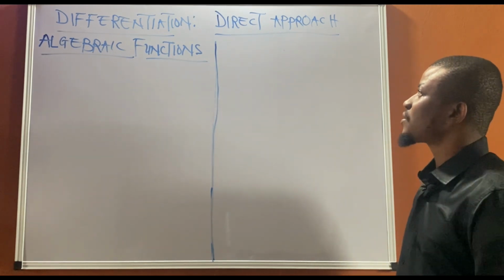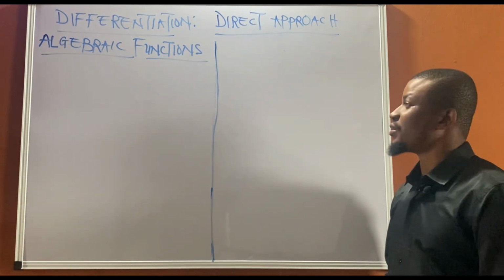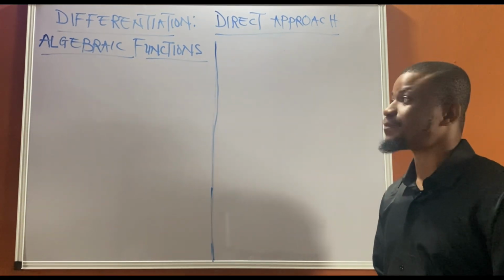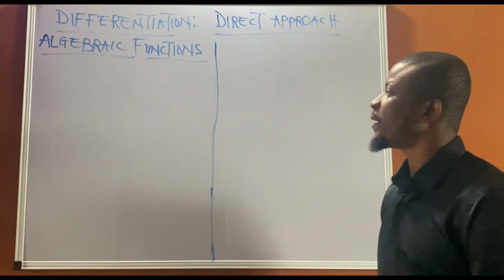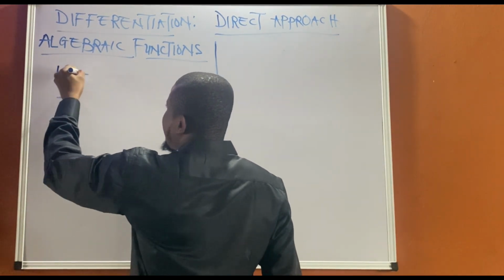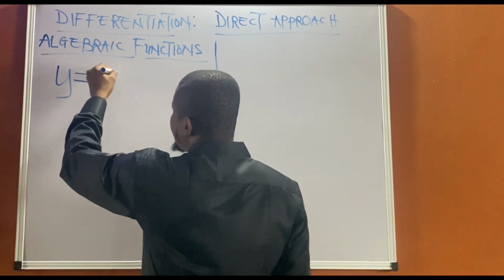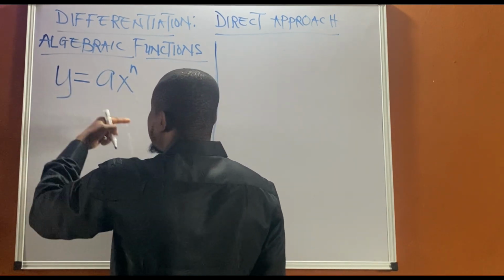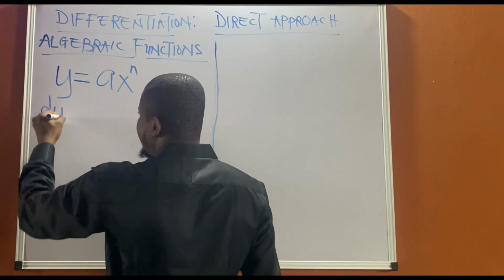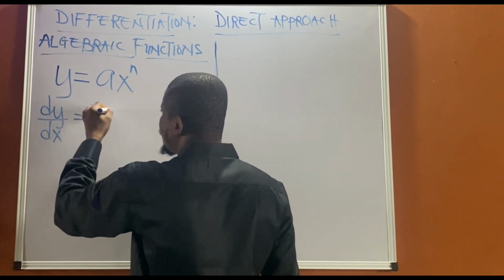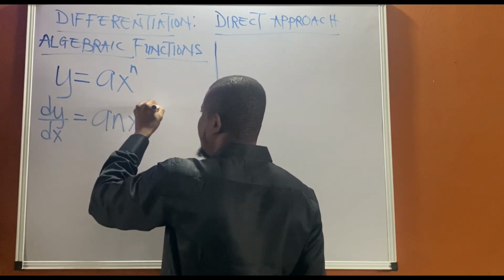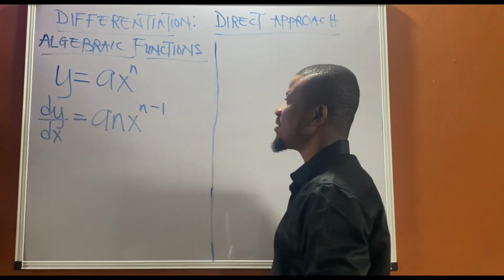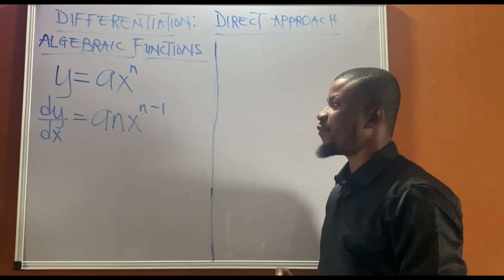In today's video, we'll be discussing differentiation, direct approach on differentiation. And in this particular topic, we'll be talking about algebraic functions, how to differentiate algebraic functions. If you are given an algebraic function of this form, y equal to ax raised to power n, then its derivative by direct approach will be dy dx equal to a n x n minus 1. A times n, a n, x n minus 1. That is the direct approach of differentiation for algebraic functions.